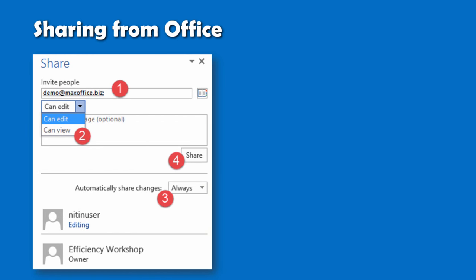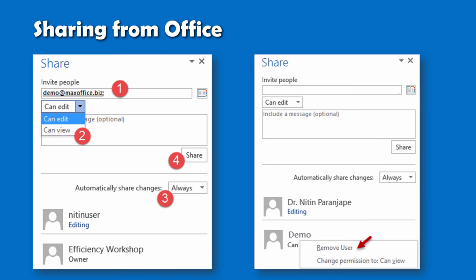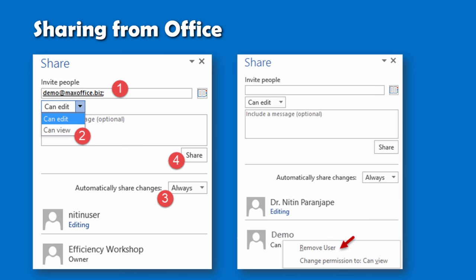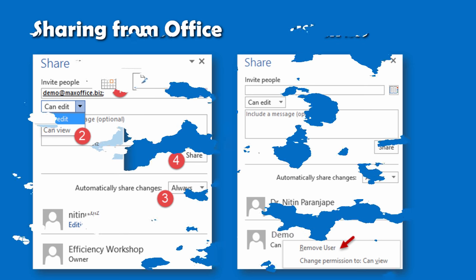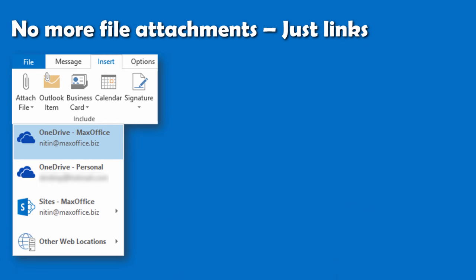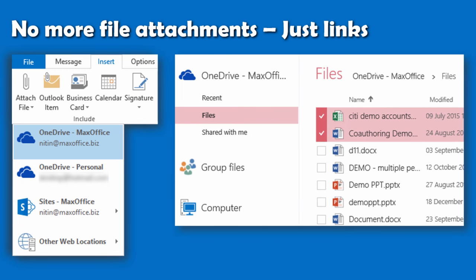The method is exactly the same. Once the job is done, just remove the permission from the user or change it from edit to view. As I mentioned, there is no need to send attachments now. In Outlook, just connect to OneDrive, choose the file and send the link. The same thing works in Outlook Web Access as well.